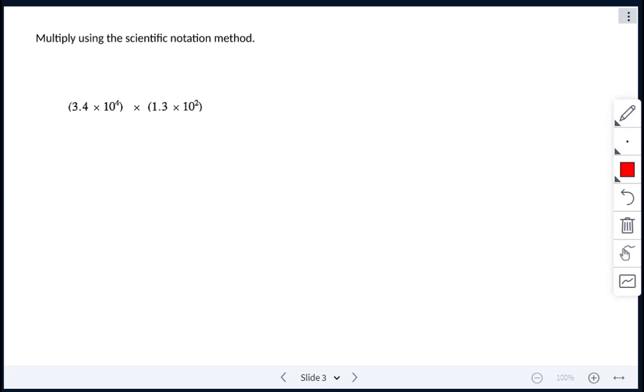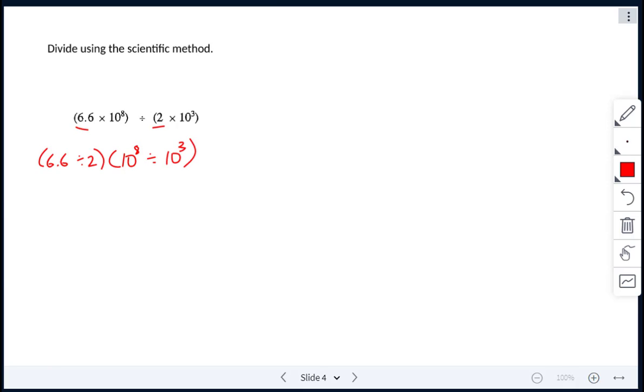All right, so for this question, we already have the two numbers put into scientific notation. So we just have to multiply these two numbers, 3.4 times 1.3. So you can just put that in your calculator and you get 4.42. And then we have 10 to the power of 4 and 10 to the power of 2 multiplied together. So we would just add those exponents to give me 10 to the power of 6. All right, and this is already in scientific notation.